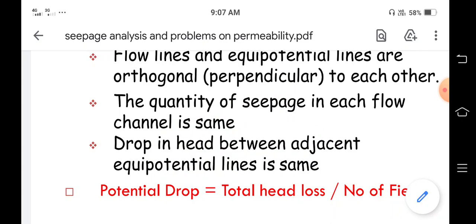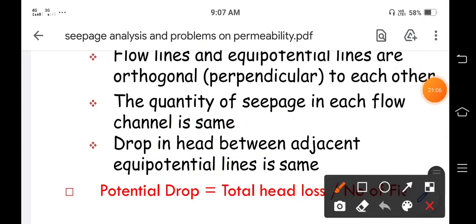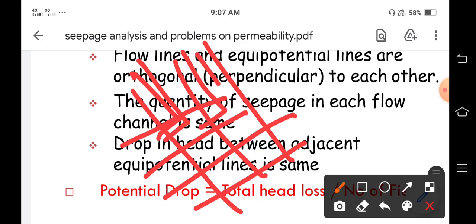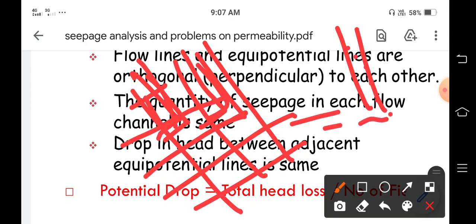Then the drop in head between adjacent equipotential lines is the same. So what is the drop in head? We know that these are the flow lines and these are the equipotential lines. In an equipotential line, what do we do? We insert some piezometers. In a piezometer, when water goes, the water will rise up like this, right? Which is called the rise. This is the piezometer, water is flowing from here, so the water will rise up. So suppose there are these two piezometers, okay, the water will rise up.